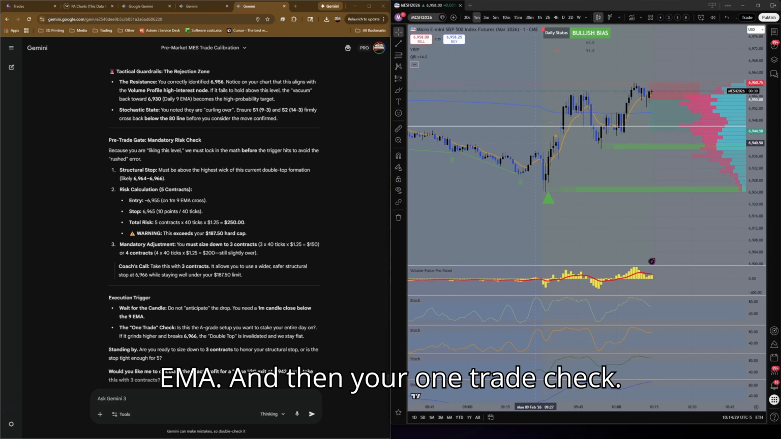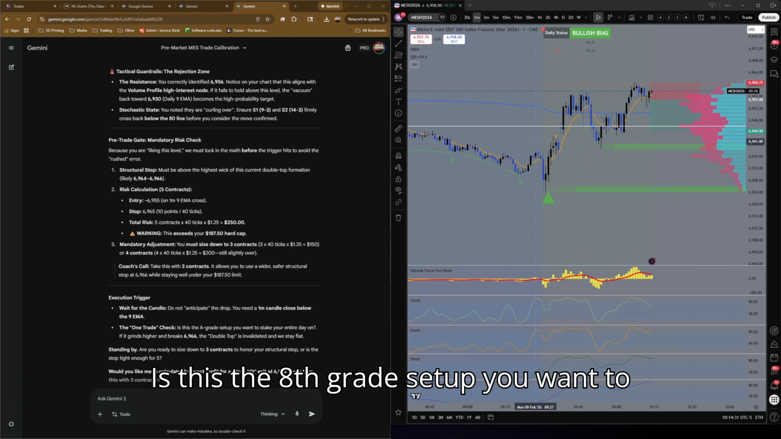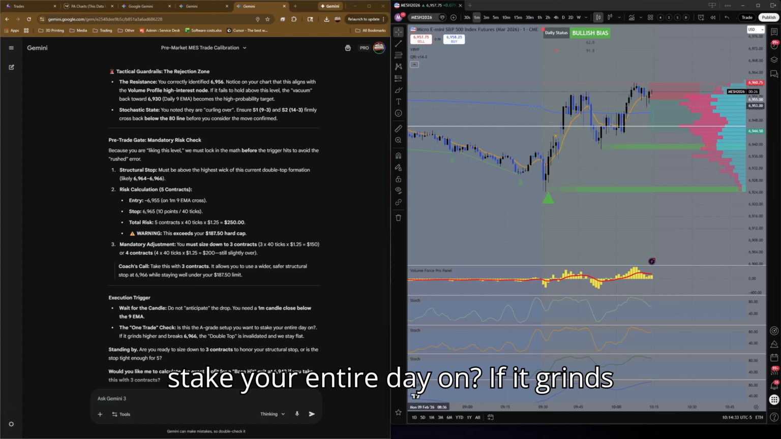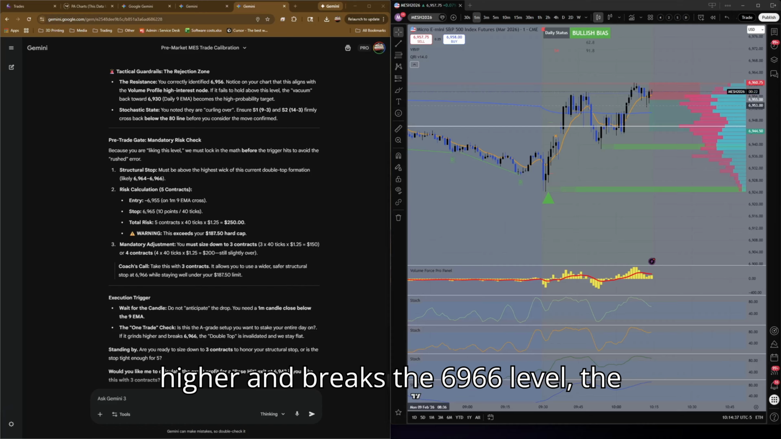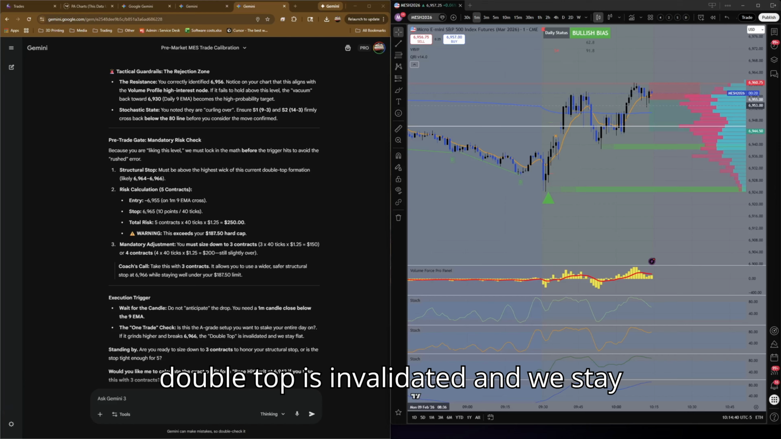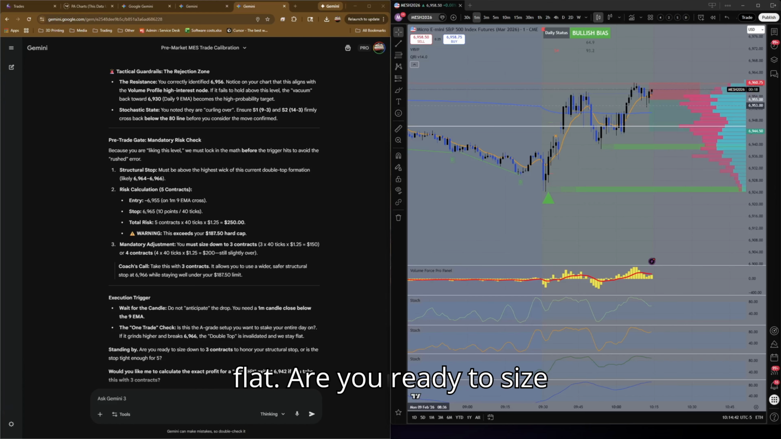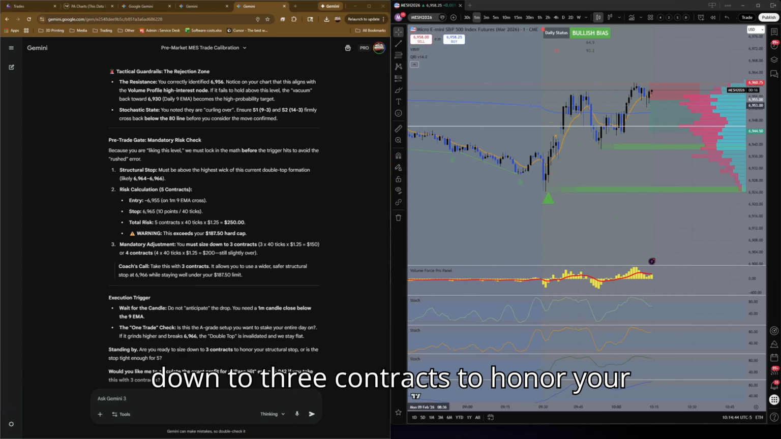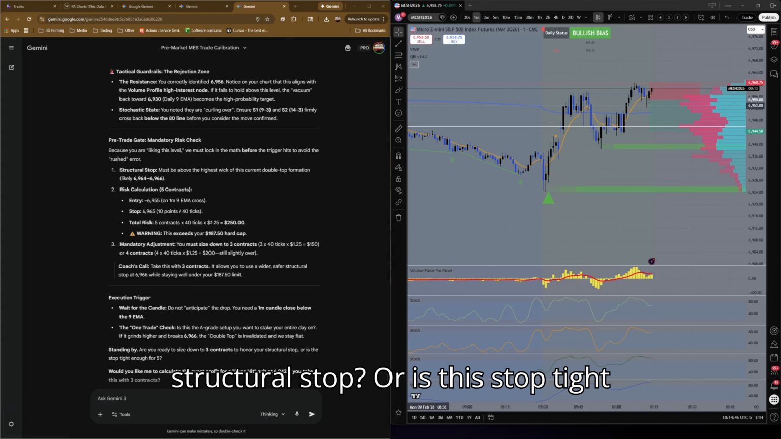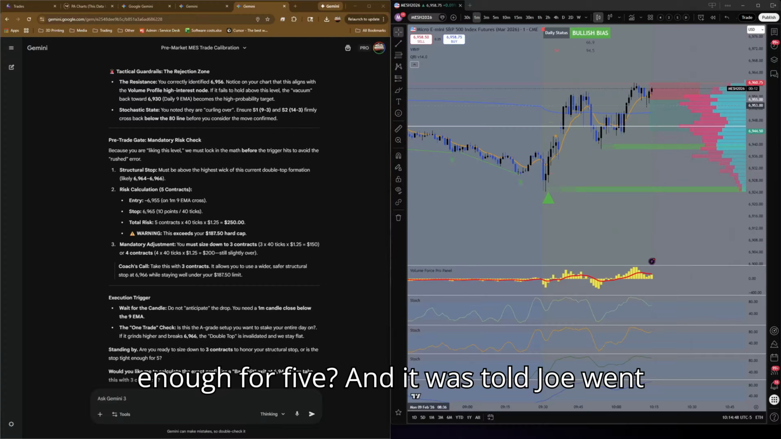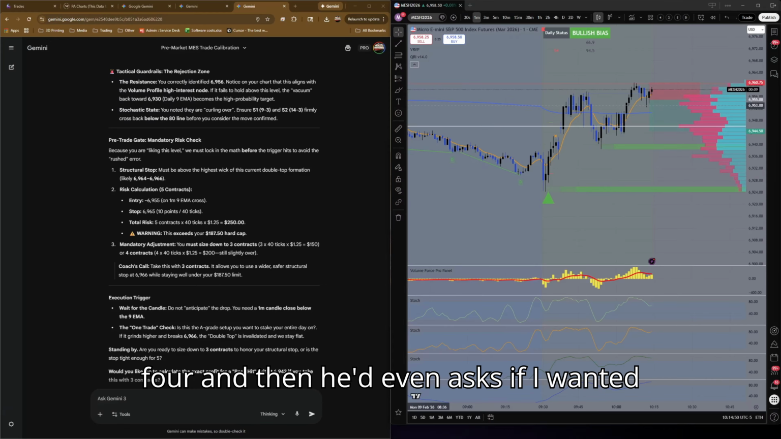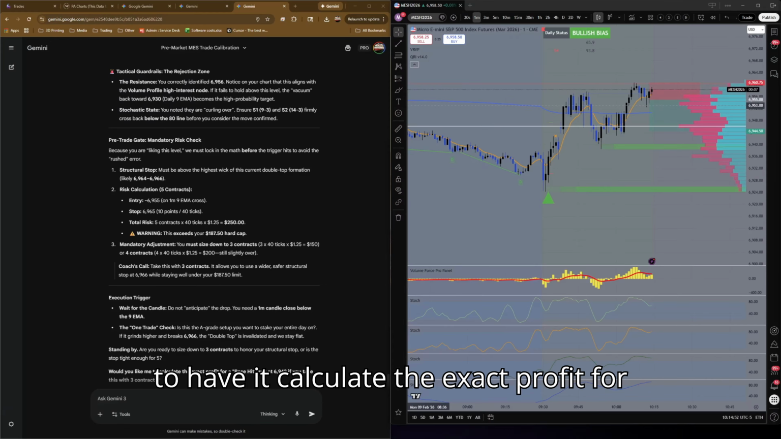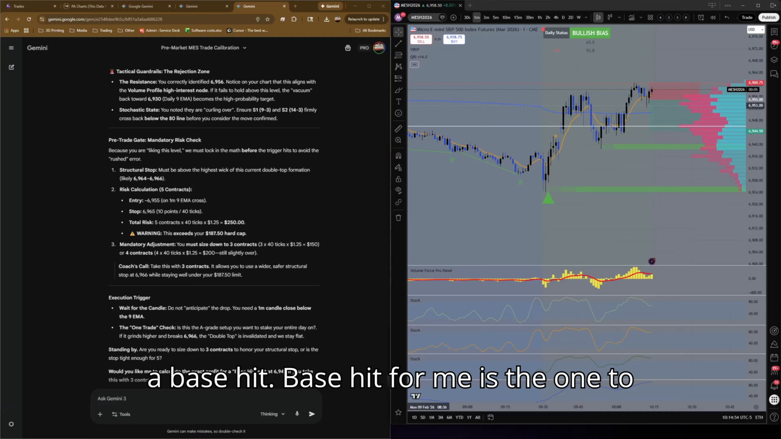And then your one trade check. Is this the A grade setup you want to stake your entire day on? If it grinds higher and breaks the 69.66 level, the double top is invalidated and we stay flat. Are you ready to size down to 3 contracts to honor your structural stop? Or is this stop tight enough for 5? And it was. Told you I went 4. And then it even asks if I wanted to have it calculate the exact profit for a base hit. Base hit for me is the 1-to-1 risk to reward ratio.